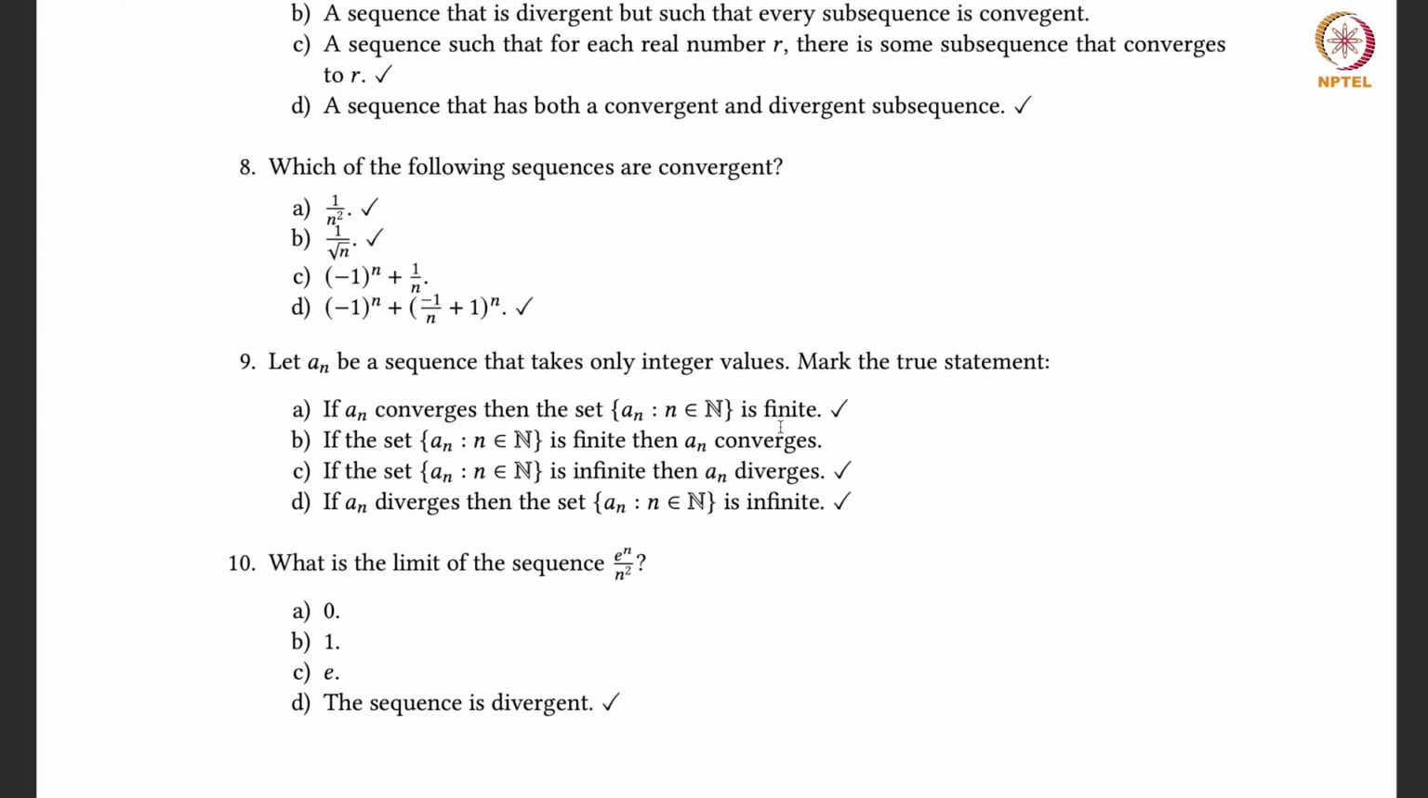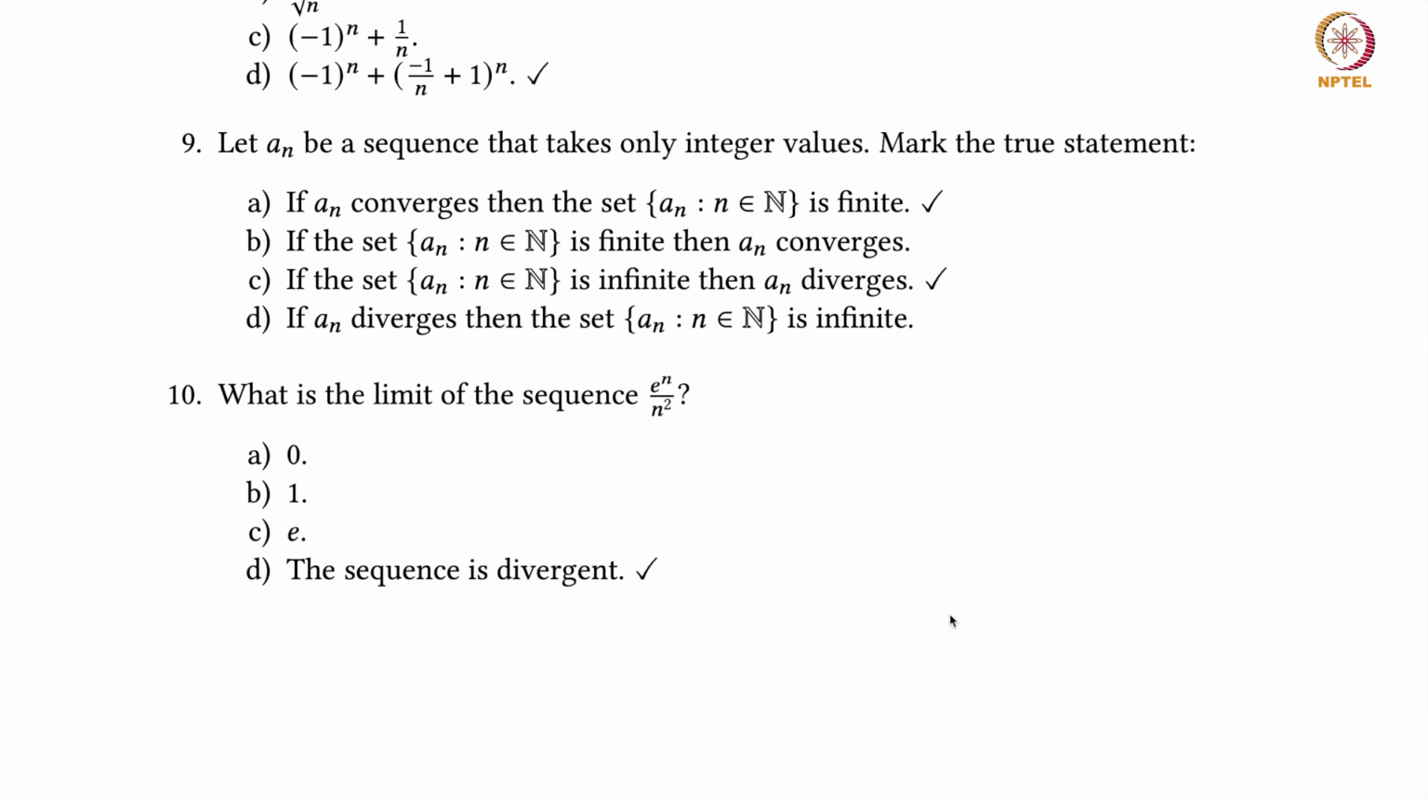C: If the set {a_n : n in N} is infinite, then a_n diverges. Yes, this follows immediately from A. It is sort of like the contrapositive of A. Option D: If a_n diverges, then the set {a_n : n in N} is infinite. Obviously, this is not true. We have already seen this in the earlier parts.